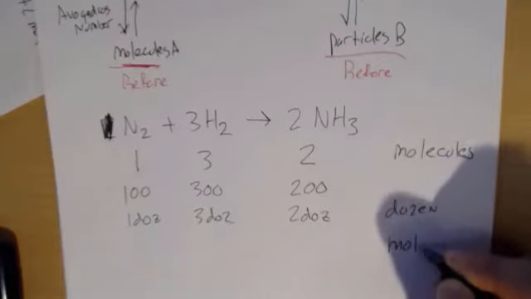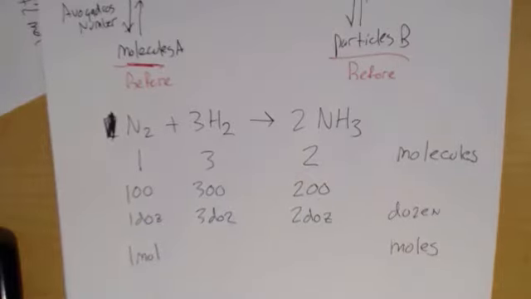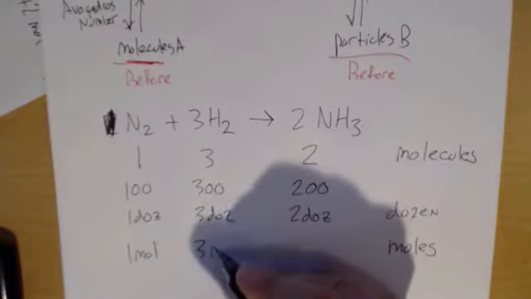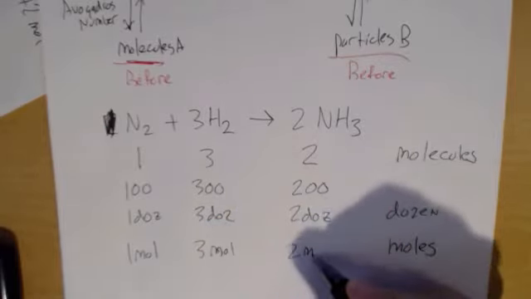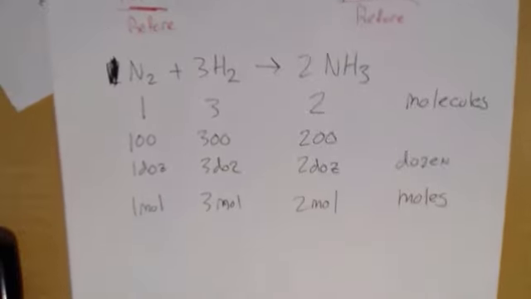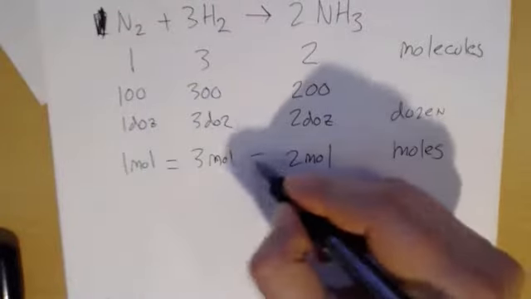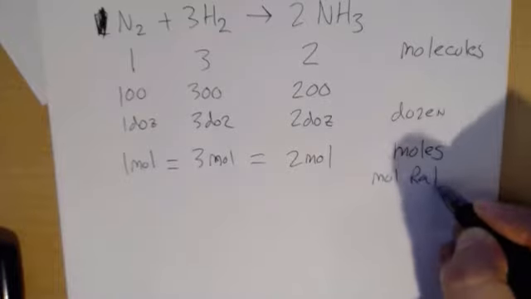Moles. So 1 mole of nitrogen will react with how much hydrogen? You guys seeing this? 3 moles of hydrogen, and that will produce 2 moles of NH3. That's perfectly correct. Very good. And so these are ratios. These are what I call mole ratios.